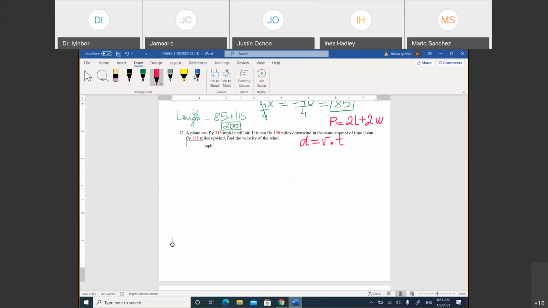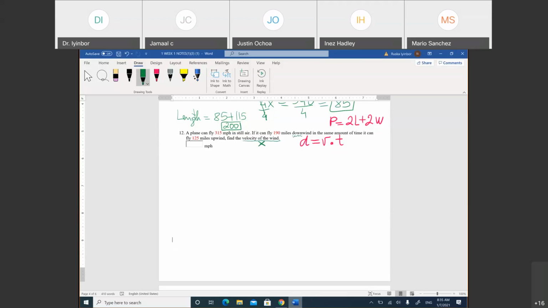So now, here we have two case scenarios. We have a plane that flies 350 miles per hour in still air. So that's the speed, the rate, of the plane. If it flies 190 miles downwind in the same amount of time as it flies upwind, we need to find the velocity of the wind. So that's the question. What is the rate? What is the speed of the wind? So this is going to be my x. Okay. So here we have two case scenarios: when the plane is going downwind or upwind. So these are the two case scenarios, down and up, right?